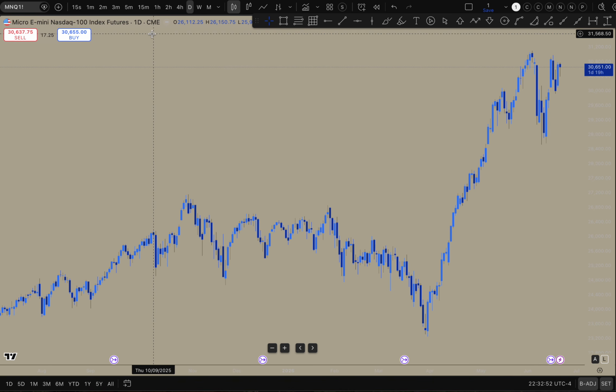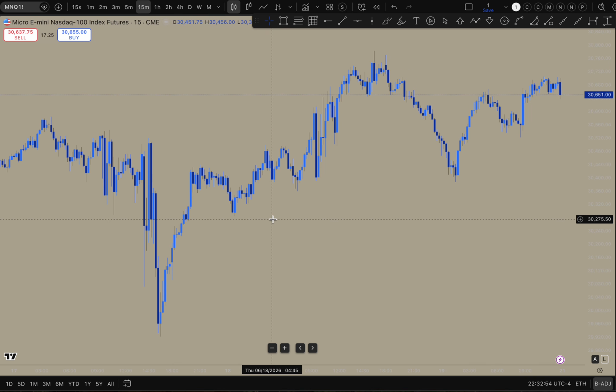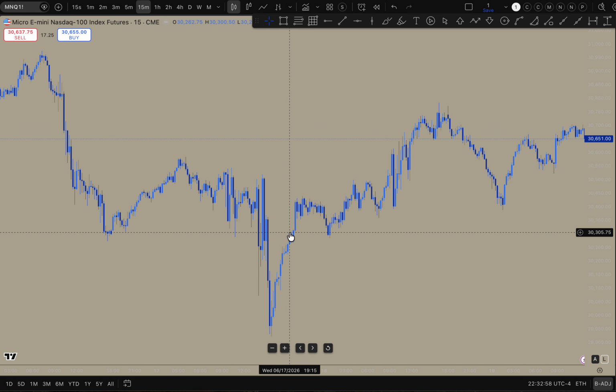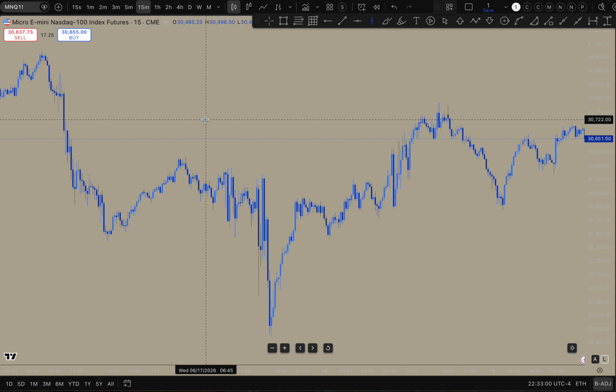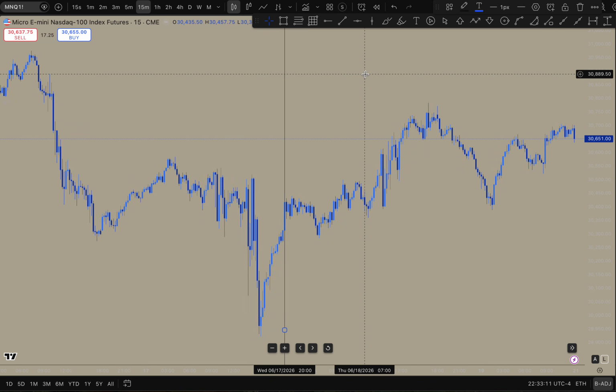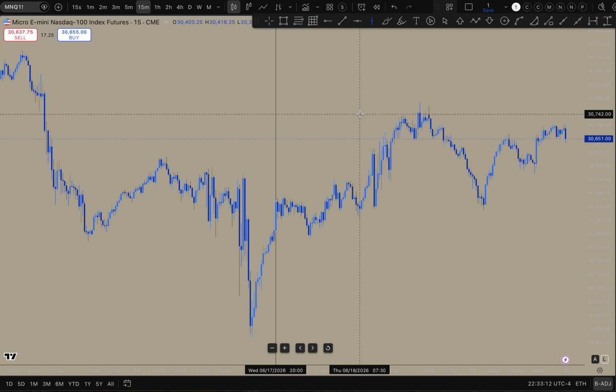So I'm going to go down to the 15-minute because I like looking at the 15-minute. I think it's ideal. And the next thing I'm going to do is mark out sessions. So sessions for Asia, because there are three sessions, you're going to start at 2000. And I'm going to change this pink to black. From 2000 to midnight, this is your Asian session.